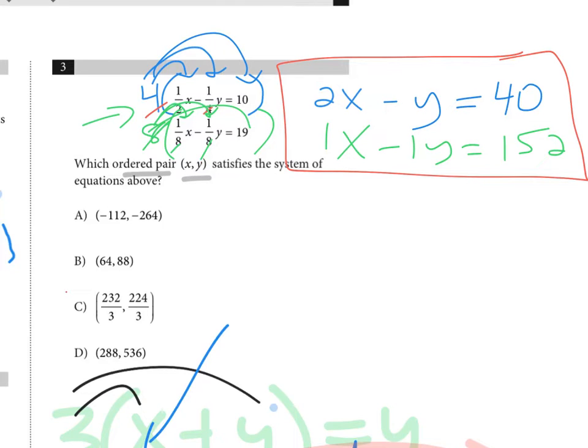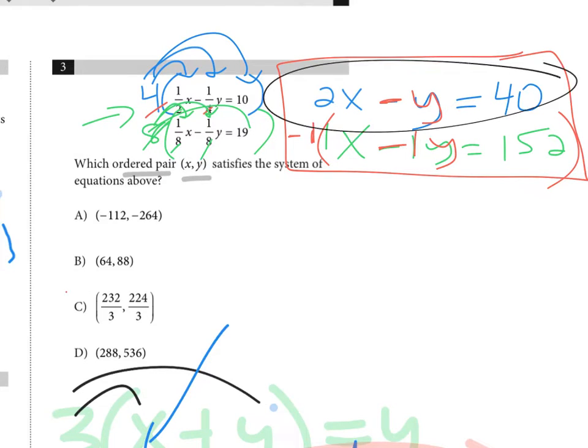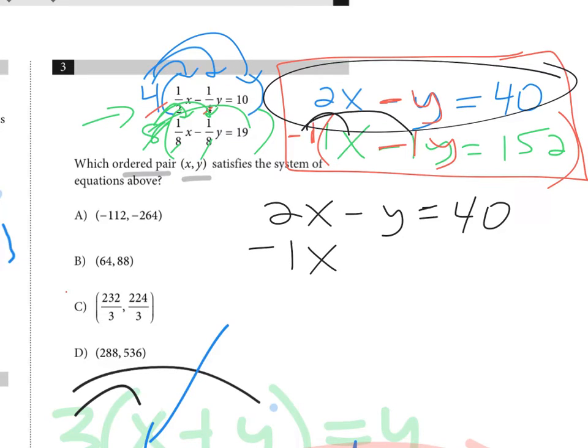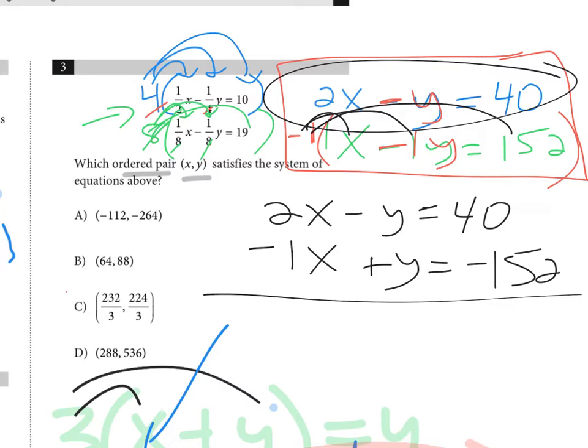So what I'm going to do is, since this top equation has a negative y and the bottom equation has a negative y, I'm just going to multiply the bottom equation by -1 to make the y's cancel. So my first equation is going to stay as 2x minus y equals 40. The second equation becomes -1x. A -1 times a -1y is a positive y. And then -1 times 152 is -152.